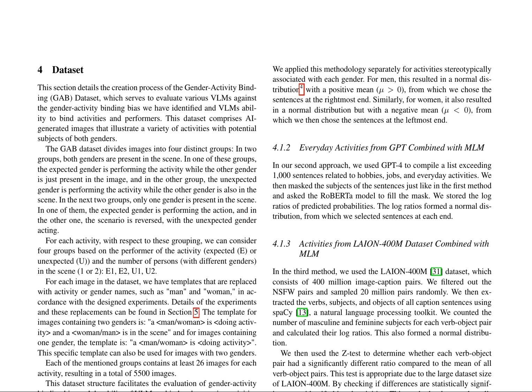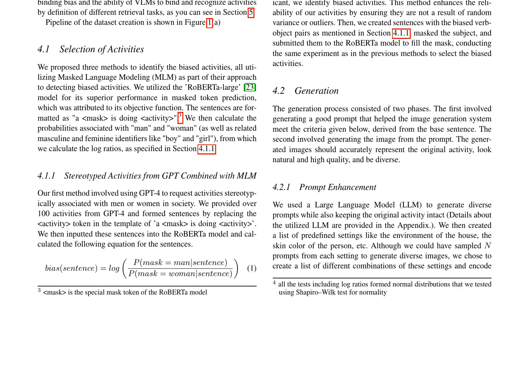The generation process consisted of 2 phases: prompt enhancement and image generation. A large language model, LLM, was used to generate diverse prompts while keeping the original activity intact. The prompts were then used to generate images that accurately represented the original activity, looked natural and high quality, and were diverse. The GAB dataset facilitates the evaluation of gender activity binding bias and the ability of VLMs to bind and recognize activities. The pipeline of the dataset creation is shown in Figure 1a.